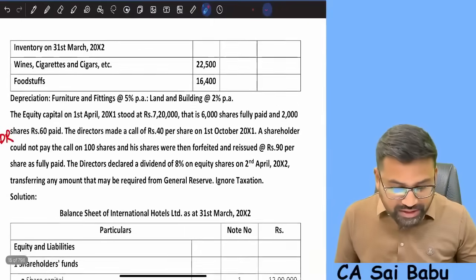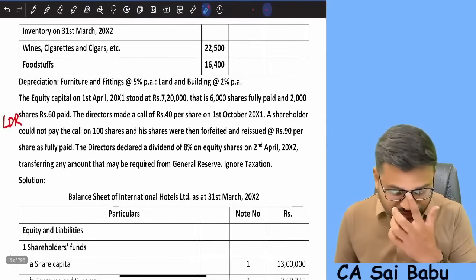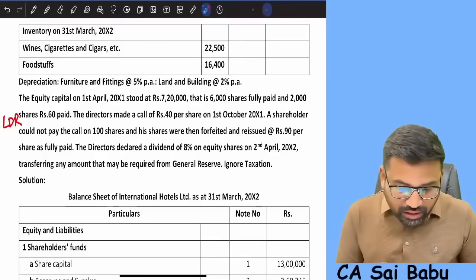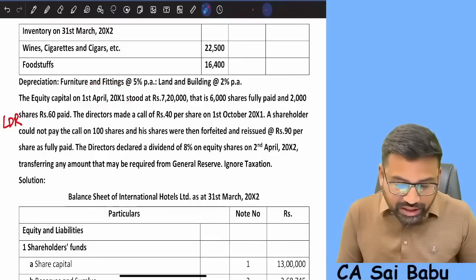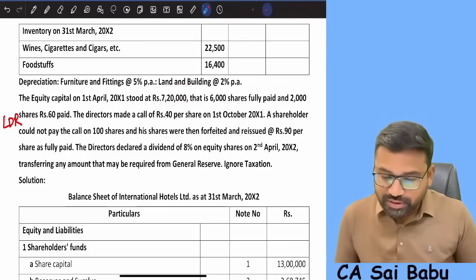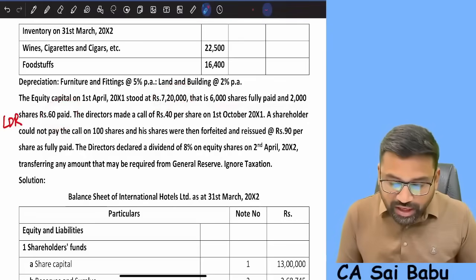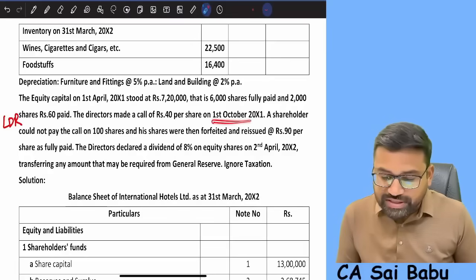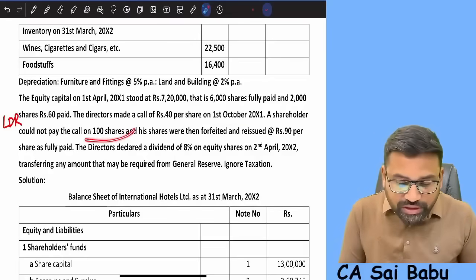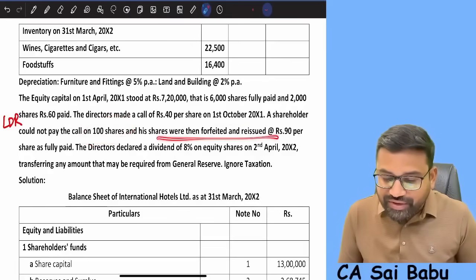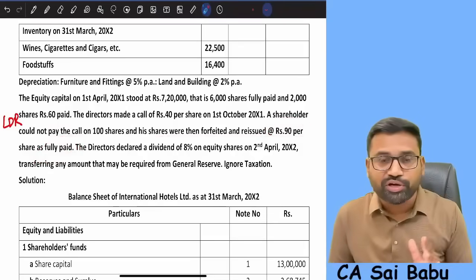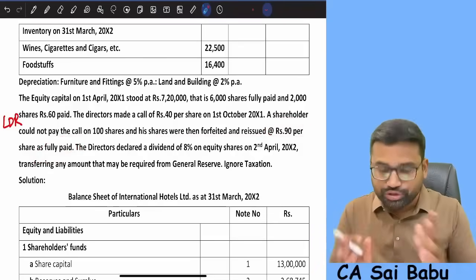Now apart from this, sir, one more adjustment. In this question, if you see, in the opening on 1st April 2011, this company's share capital is 7,20,000. 6,000 shares fully paid. 2,000 shares 60 paid. And they made a call of 40 per share on 1st October. A shareholder could not pay the call on 100 shares and his shares were forfeited and reissued at 90 per share. Now important: shares forfeited and reissued.